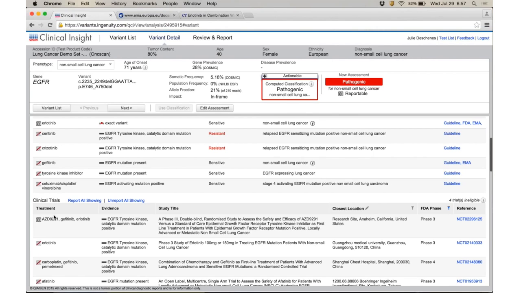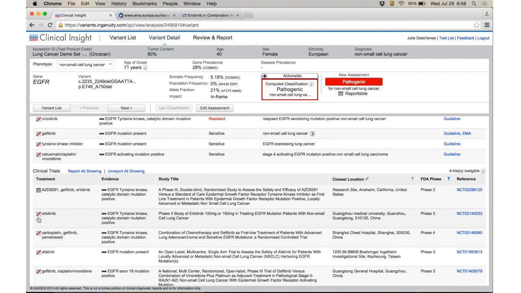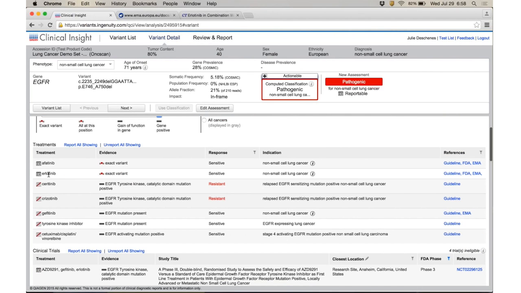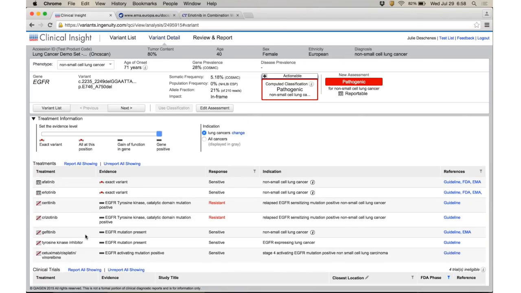Similarly, with the clinical trial, I can do the same. And this is true for any finding, and anywhere where you see that little icon, you decide whether or not you will make this specific piece of information reportable. So now I selected 2 different treatments and 1 different trial.